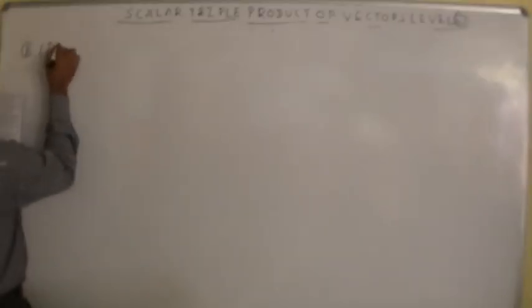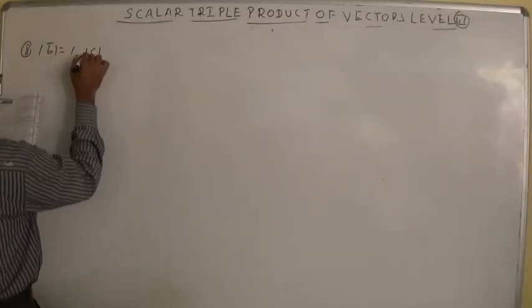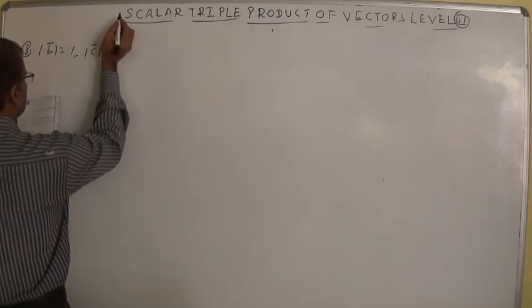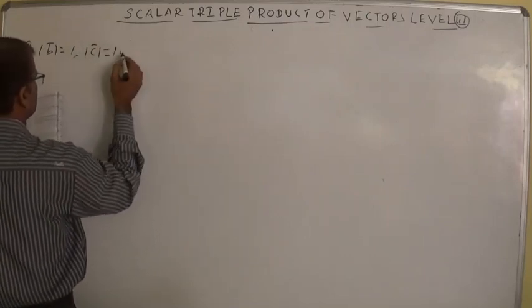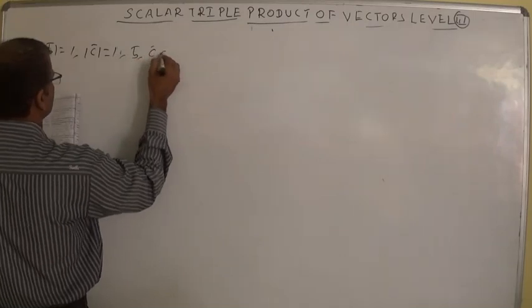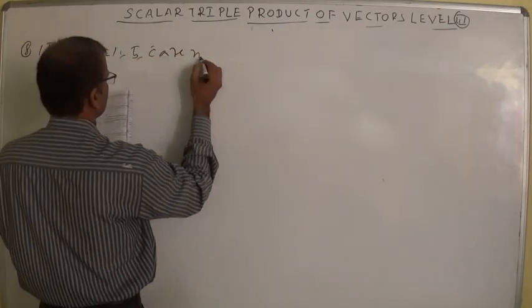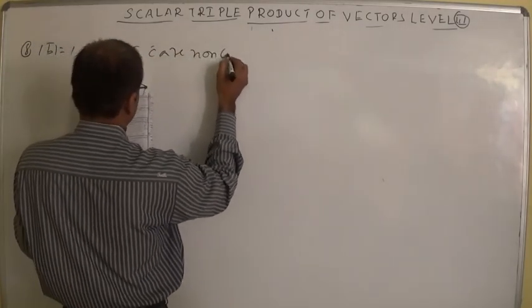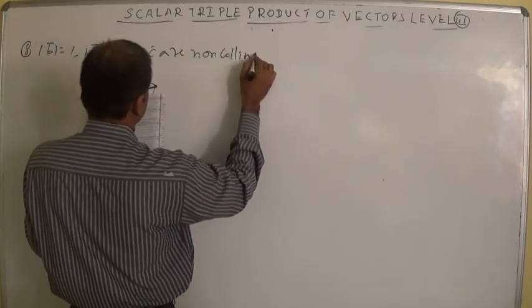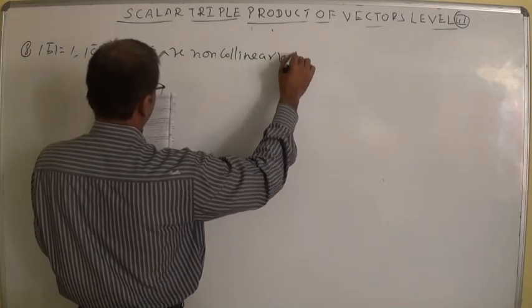So mod B is equal to 1, mod C is equal to 1. Here he said that B bar comma C bar are non-collinear vectors.